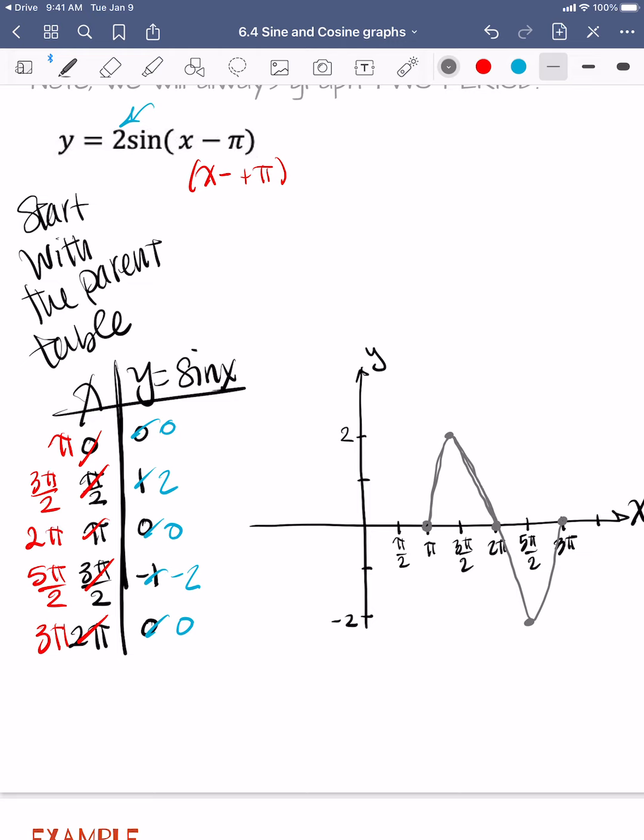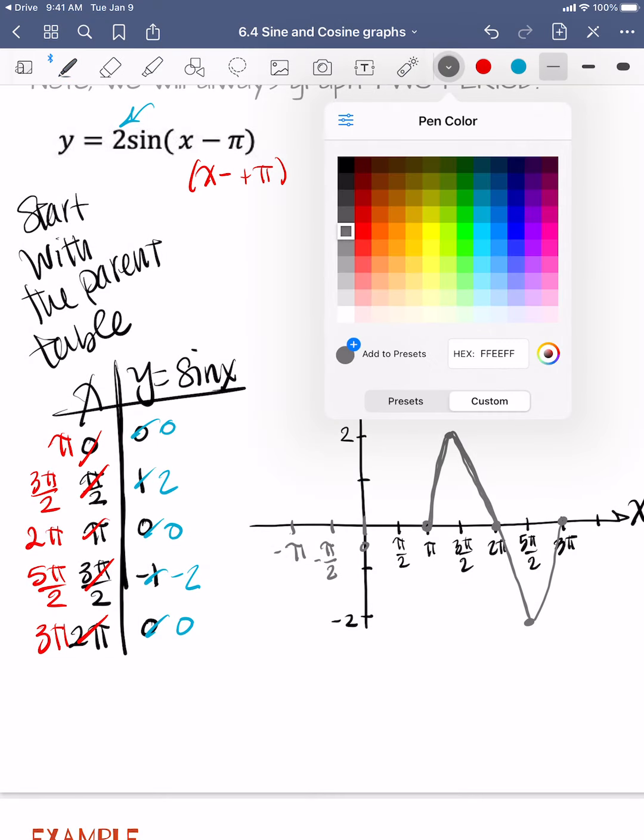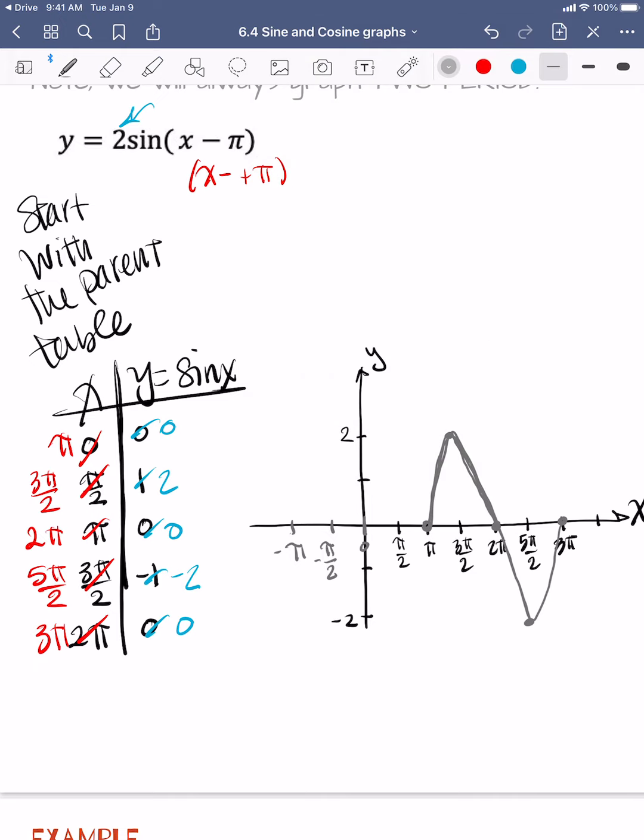And now I'll graph a second period. Knowing that it's periodic, it's just going to repeat this shape. So I'm going to continue marking my x-axis in the same manner by pi over 2's. I think that's enough. It's going to dip down at pi over 2, go up to 0, come up at negative pi over 2 up to 2 and end at pi.